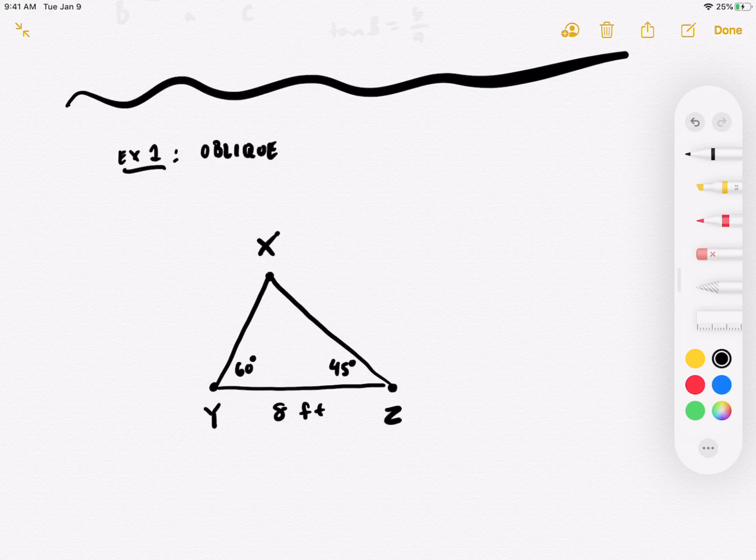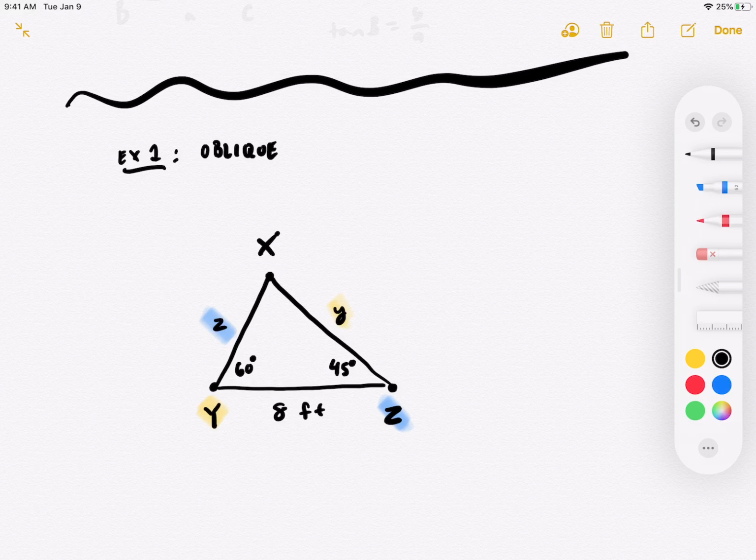And what we'd like to know is what is the length of XY and what is the length of XZ. So I'll label those with little z and little y, respectively. I use little y for the segment XZ because it's across from angle Y, and then I use little z because it's across from angle Z. It's a nice way to not have to use too many variables and to keep everything nice and organized.